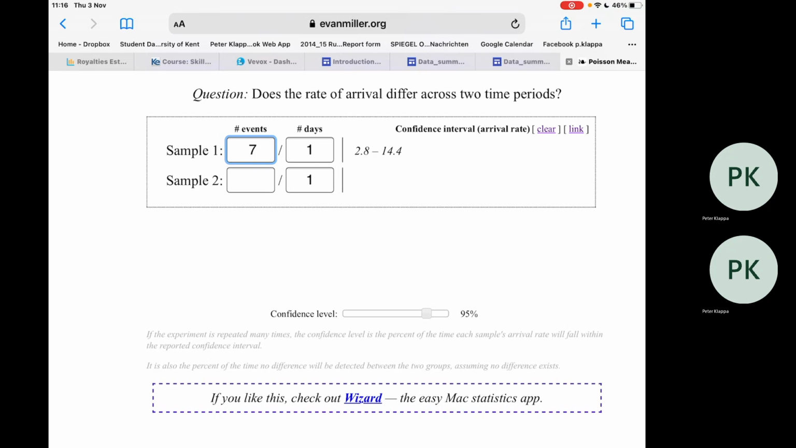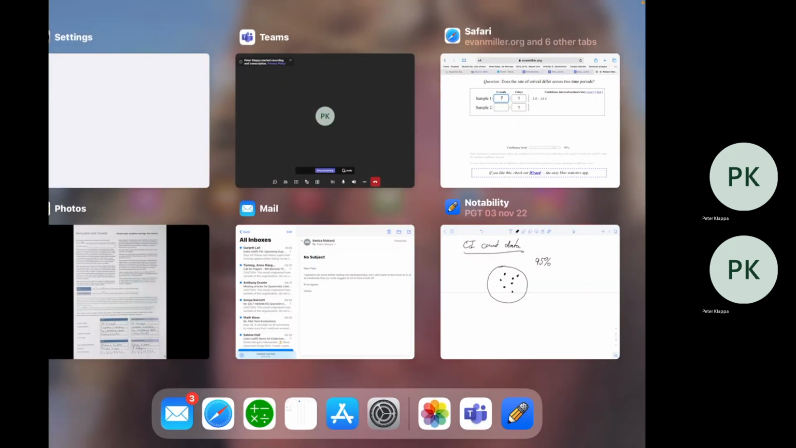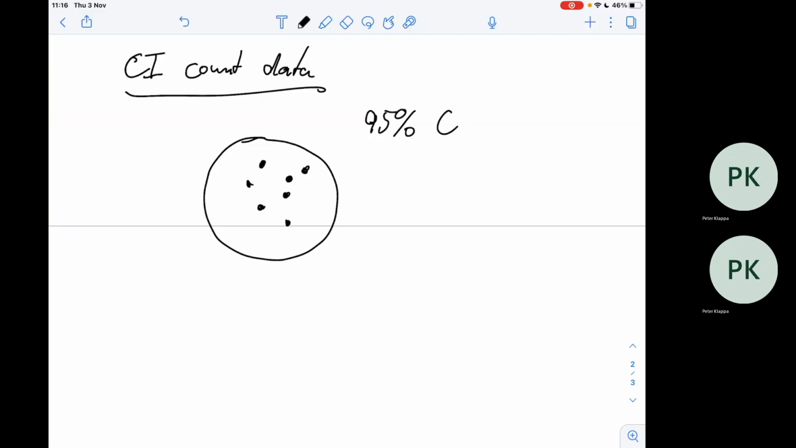This is what this calculator tells us, it gives us the confidence interval we would expect between 2.8 and 14.4 colonies if we repeat. In a way, this would be the colony count for an infinite amount of plates. So let's write that down. So the confidence interval is between 2.8 and 14.4.